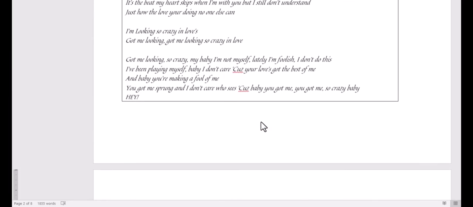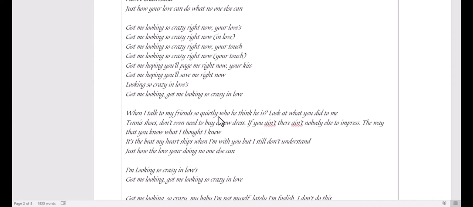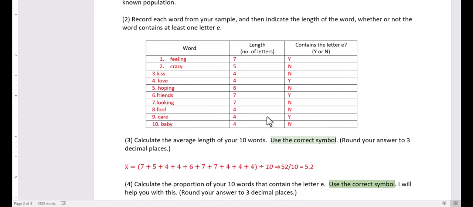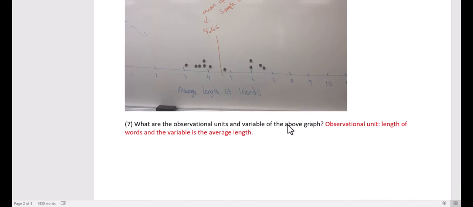Up here, the observational unit will be the words in the passage, and then the variable will be the length of the word, but this is a little bit different. We're graphing now the observational units is the length of the word. We're looking at what that is, and then we're plotting what was the average. So that's what this dot plot represents.